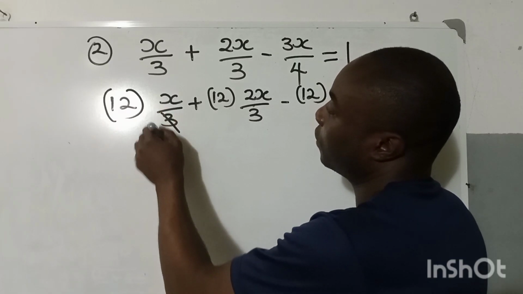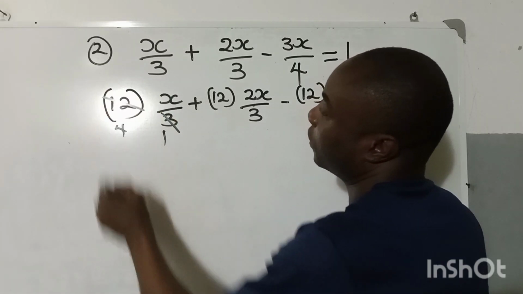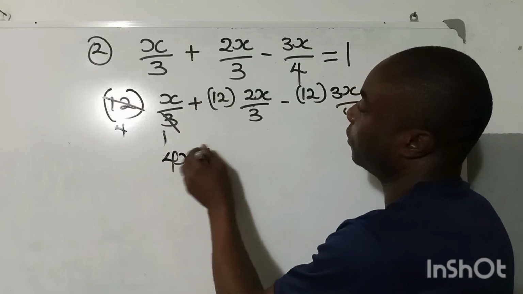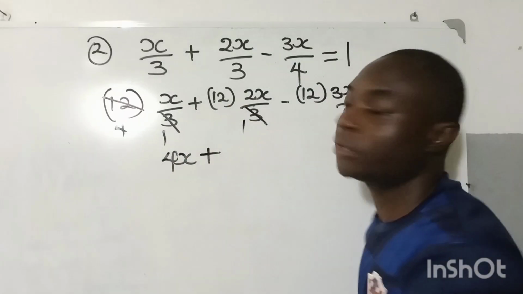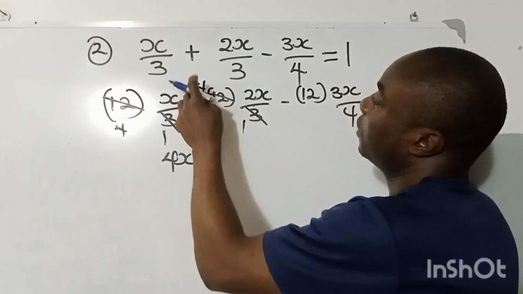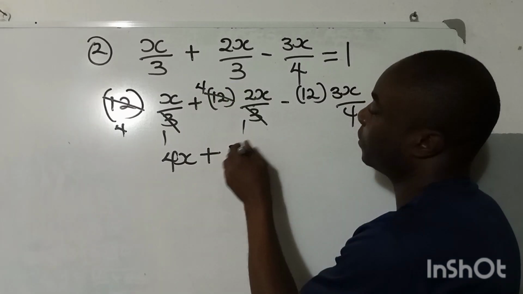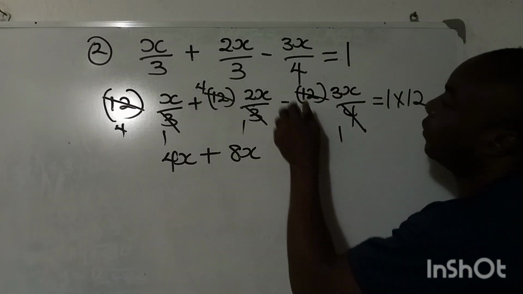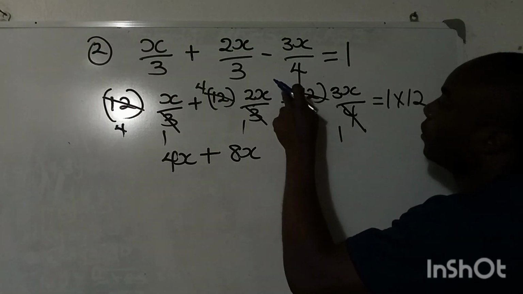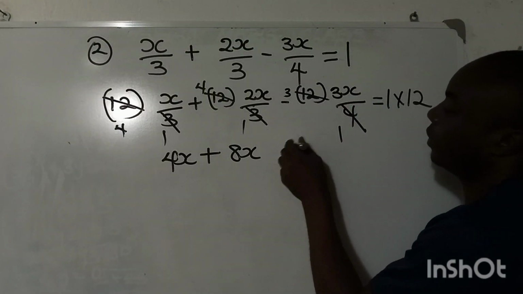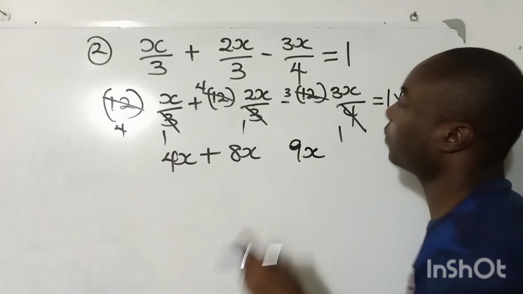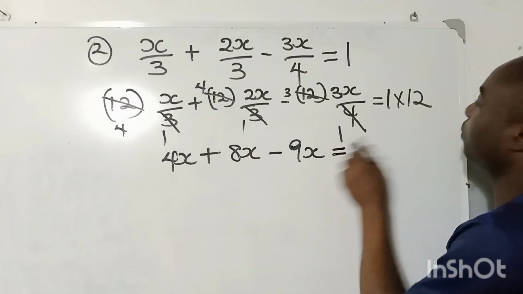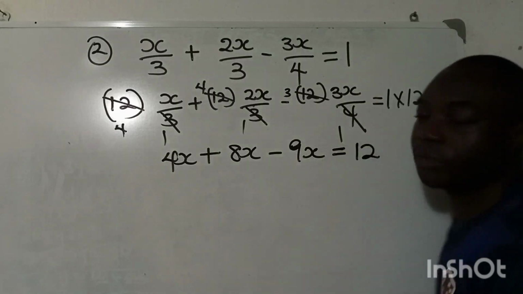So 3 goes into itself once. 3 into 12 is 4 times. 4 times x will have 4x. Then plus 3 goes into itself once. Into 12 is 4 times. 4 times 2x is 8x. Then 4 goes into itself once. Into 12 is 3 times. Then the 3 times 3x will have 9x. And don't forget we have a minus sign here. So we'll bring it down, and that's equal to 1 times 12 is 12.